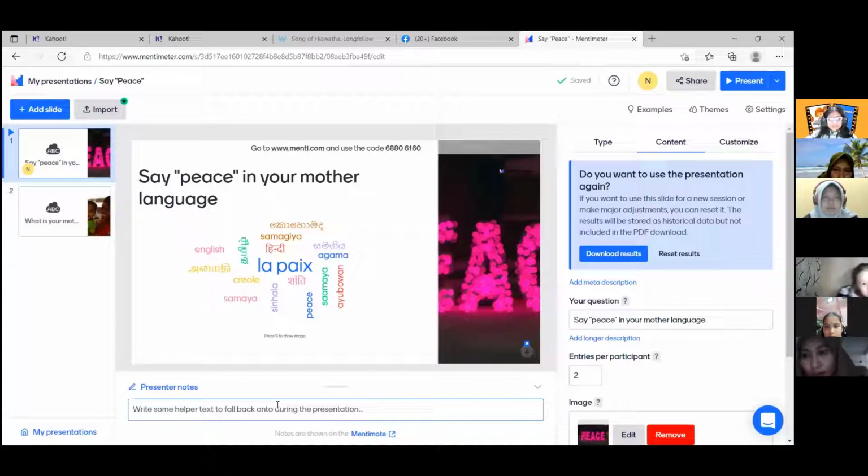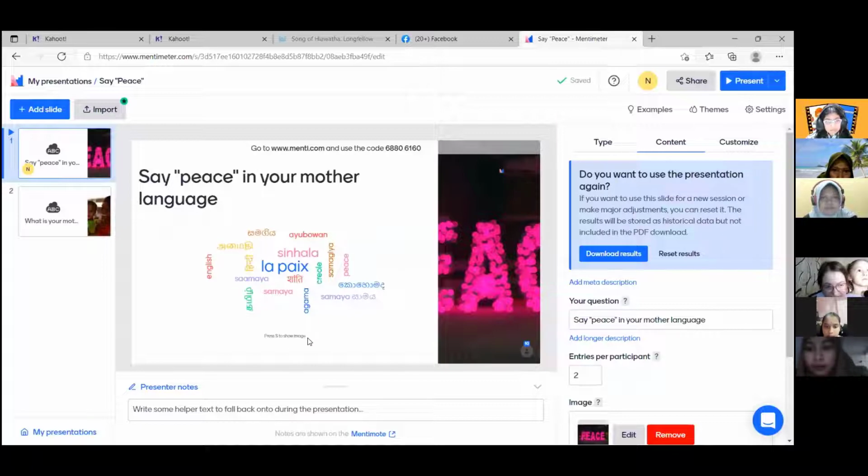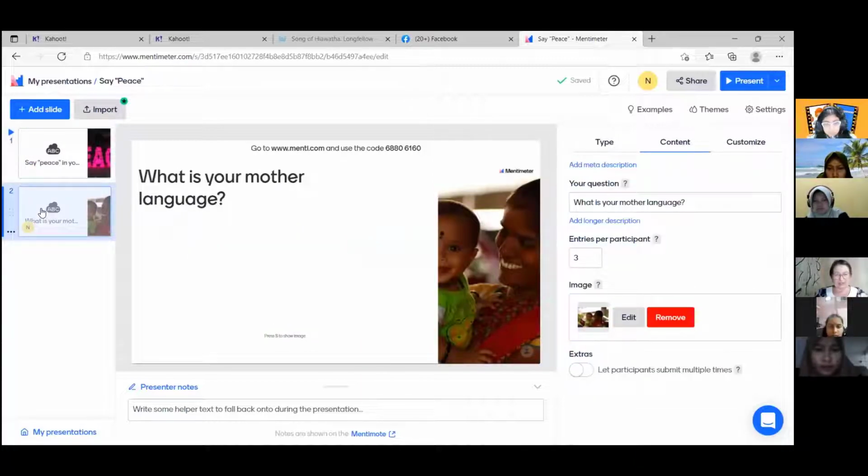Barashi, I think you can write on the given link the word peace in your mother language. So we can say peace in many languages. And Lapa, I think it is French or what? How do you say this? The blue, it is the biggest. Ma'am, yes, this is the word peace in your mother tongue. And the second slide is about the name of your mother language. What language do you speak? Can you write the name?